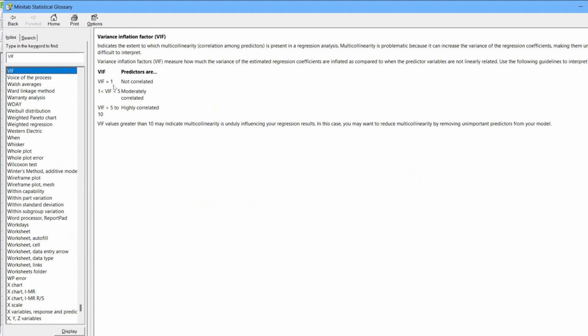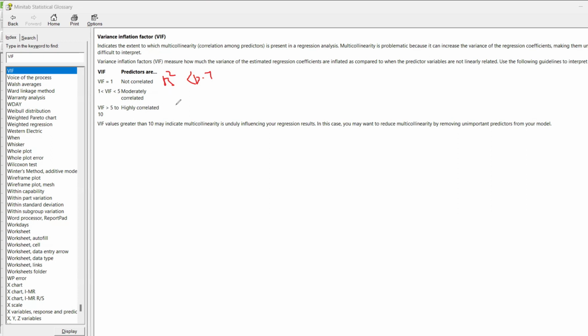If VIF is 1, the predictors are not correlated. In other words, in the normal R square value, if not correlated, the R square value will be less than 0.7. In this case, VIF equal to 1 is not correlated. Between 1 and 5 is moderately correlated, but in the case of normal regression, 0.4 to 0.7 is considered moderately correlated.